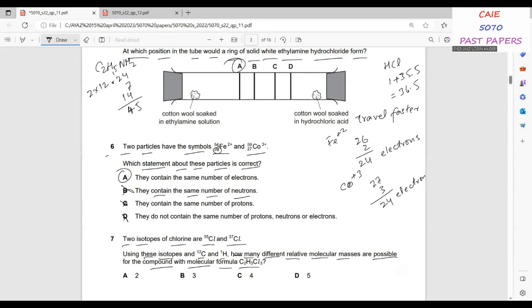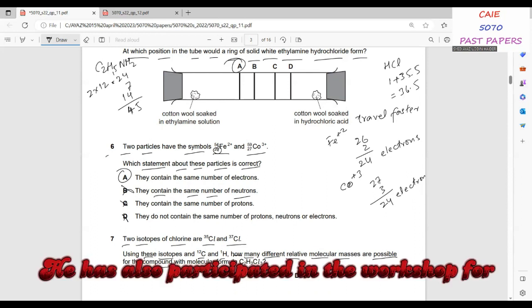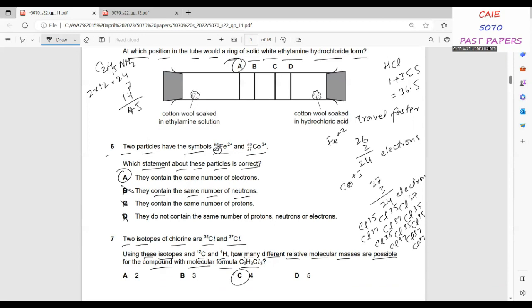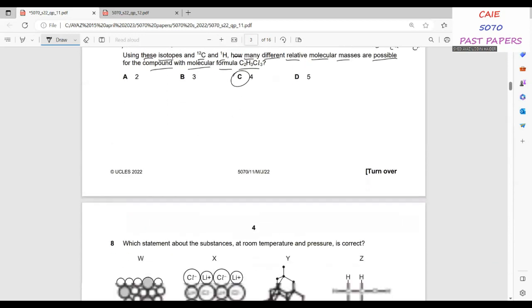We have Cl35, Cl35, Cl37, or we have Cl37, Cl37, Cl35. The third possibility will be that all chlorine will be Cl35. The fourth possibility will be that all chlorine will be Cl37. So we have C as the right answer for this question.